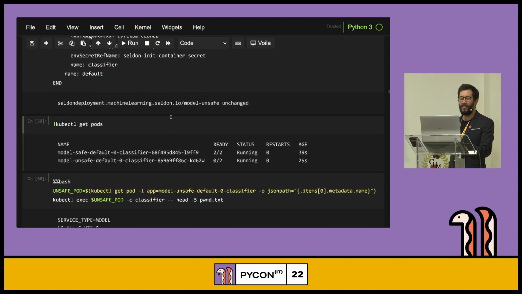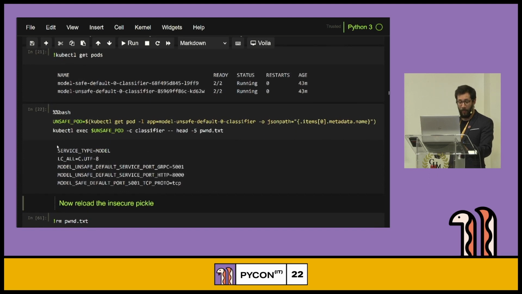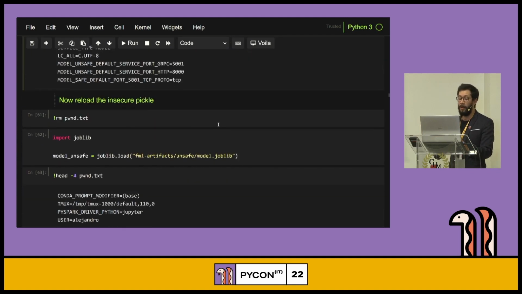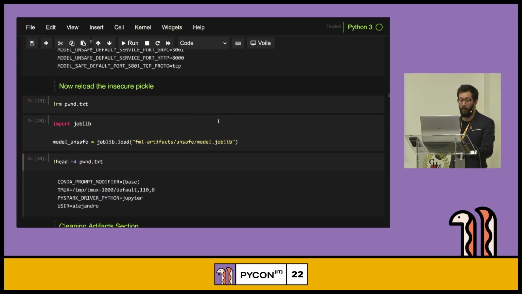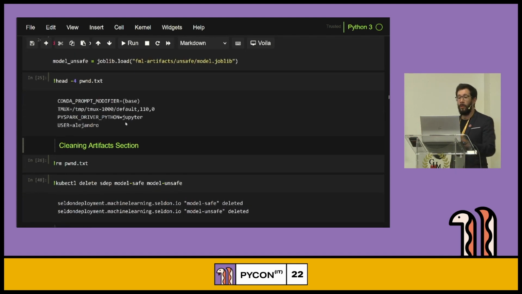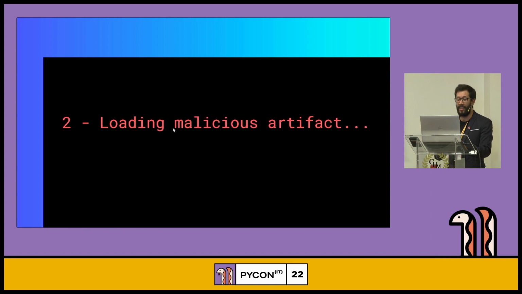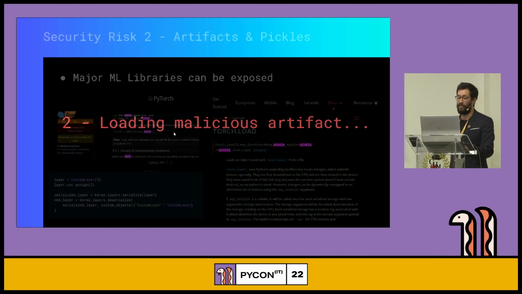We deploy our unsafe model in this case, and when we actually look inside of the pod, we can see that that pond.txt was created, right? So it actually ran, it actually is being served, but when we look inside of the container, we see that that code was actually executed. We can reproduce it locally. If we actually load our unsafe model, we can see that that file got created locally, right? So in a simple set of code executions, we were able to see some of the challenges of access to the model artifact.